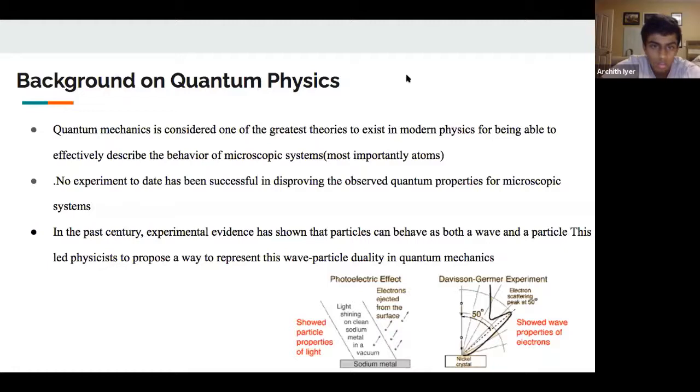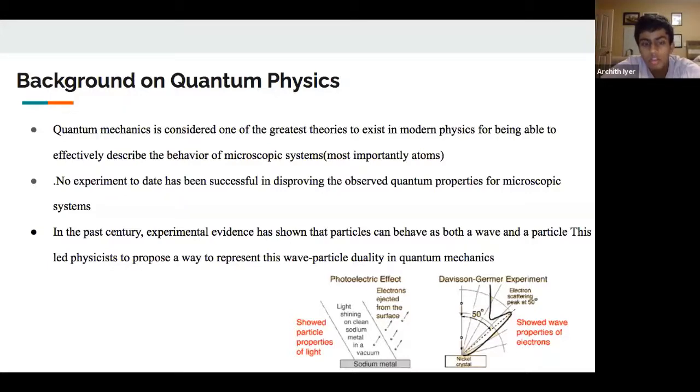Quantum mechanics is considered one of the greatest theories to ever exist in modern physics. It was mainly pioneered in the early 1900s, so it's relatively recent. Einstein contributed a lot to it. Schrodinger, Heisenberg, and Bohr are some of the big names in quantum physics. No experiment to date has been successful in disproving the observed quantum properties for microscopic systems, most notably atoms.